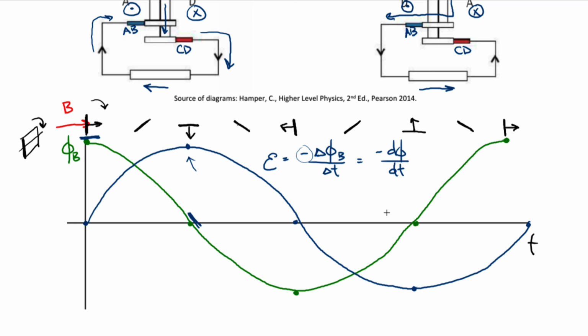So this lesson has looked at the principles behind AC generators and how you can generate an alternating current by rotating a loop of wire in an external magnetic field.